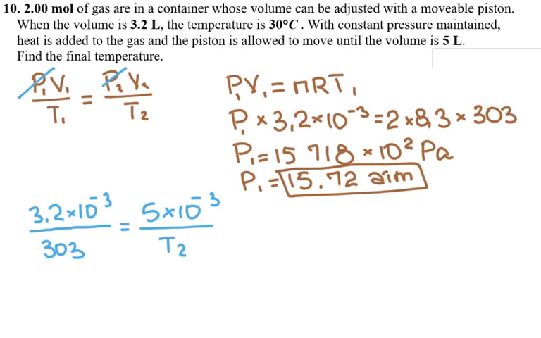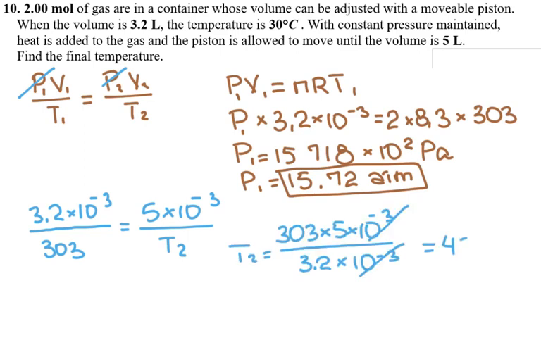So cross multiply, and I'm going to get T2 is equal to 473.4 Kelvin. That is about 200 degrees Celsius. So the temperature increases from 30 to 200 degrees Celsius.